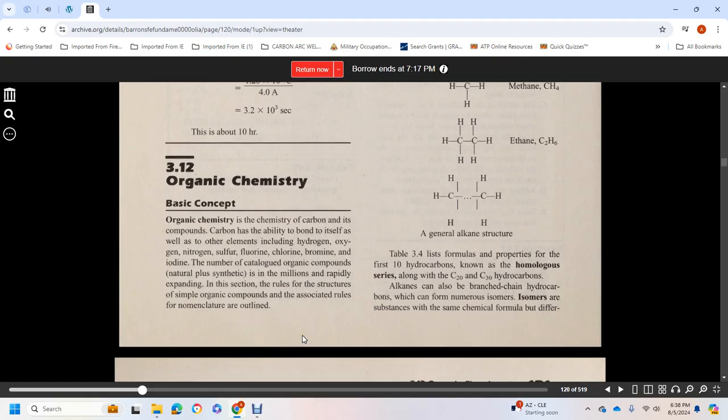Alright, Chemistry 312, organic chemistry. Organic chemistry is the chemistry of carbon and its compounds. Carbon has the ability to bond to itself and to other elements, including hydrogen, oxygen, nitrogen, sulfur, fluorine, chlorine, bromine, and iodine. The number of cataloged organic compounds, natural plus synthetic, is in the millions and rapidly expanding. Simple organic compounds follow rules of structure and naming.